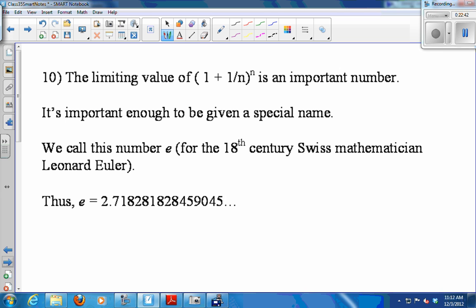The limiting value is an important number, and it's 2.71828, et cetera. It's kind of like pi, right? It's an irrational number, so you cannot write it as a fraction of two whole numbers. That decimal goes on forever with no patterns, no repetitions. It just keeps going and going.